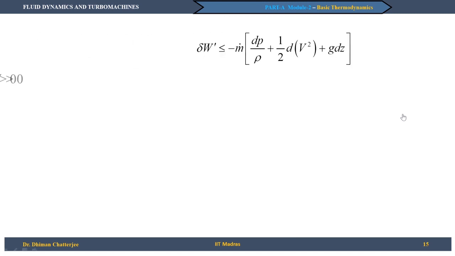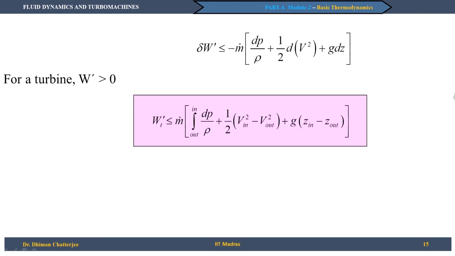So, we get that del w prime is less than or equal to minus m dot times dp by rho plus half d of v square plus g dz. For a turbine, w prime is greater than 0, and this brings us to a very important conclusion: the work that can be obtained from a turbine, the power that can be produced by a turbine, has a maximum which is achievable only under an ideal condition of isentropic.